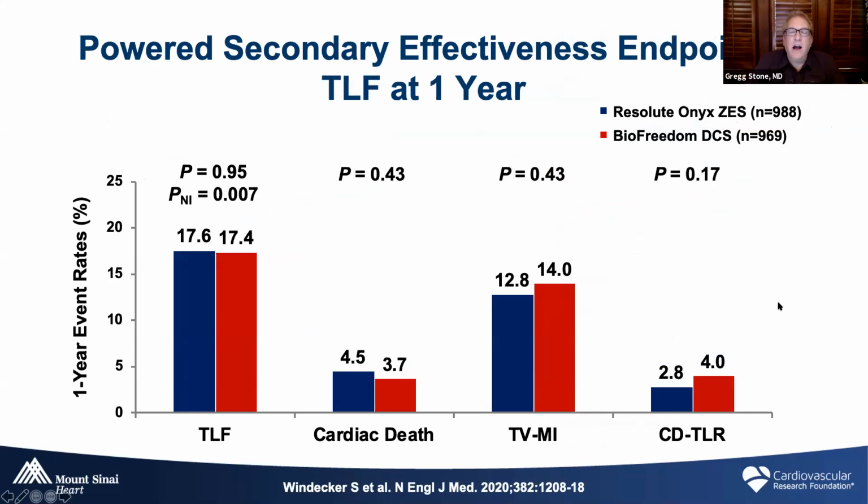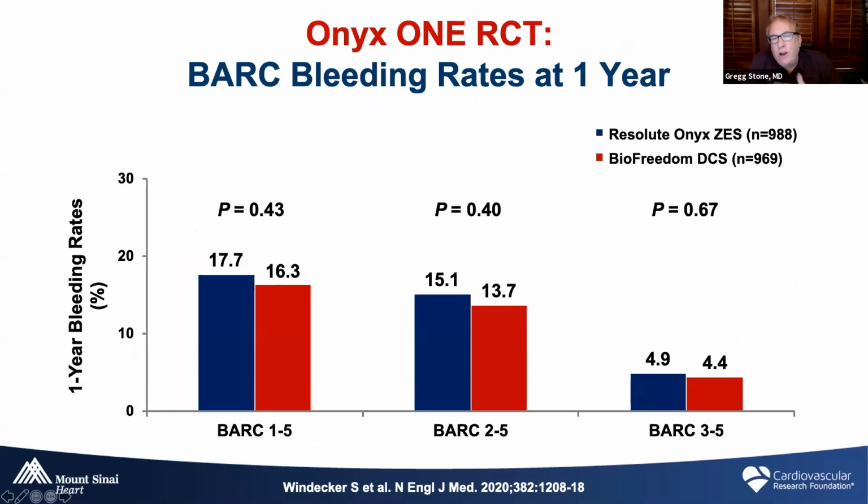Finally, if you looked at the powered secondary effectiveness endpoint, again, powered for non-inferiority, target lesion failure at 1 year, there was no difference in target lesion failure. So again, a safety endpoint, similar cardiac death, target vessel MI rates overall, and including within the first 30 days, and clinically driven TLR, which were very low with both stents, tended to be a little bit lower with Resolute Onyx, but both stents did well. And then I guess the question is, well, the 1 month DAPT, how did we do on preventing bleeding? Well, these were high bleeding risk patients.